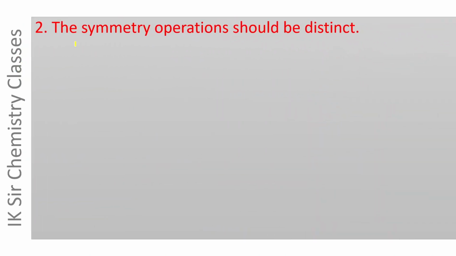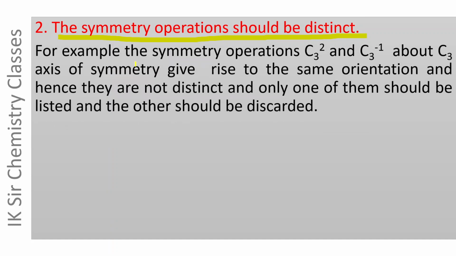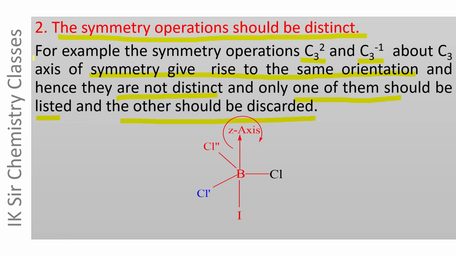And the other important fact is that the symmetry operations should be distinct. For example, the symmetry operations C3² and C3 inverse about the C3 axis of symmetry give rise to the same orientation, and hence they are not distinct operations, and only one of them should be listed and the other should be discarded.